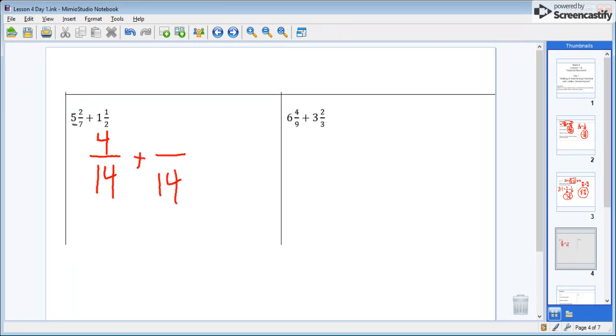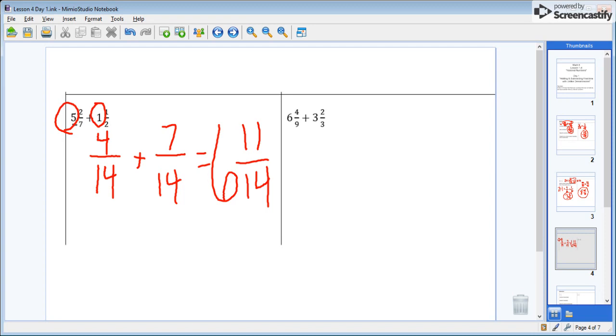1/2 changed to a denominator of 14. The 2 is multiplied by 7, so the 1 gets multiplied by 7, and we have 7/14. Add the two numerators together, and you get 11/14. And then at the end, don't forget to add your two whole numbers together. 5 plus 1 is 6.